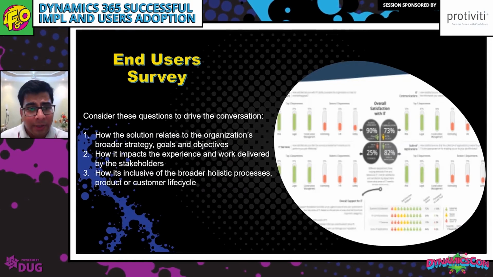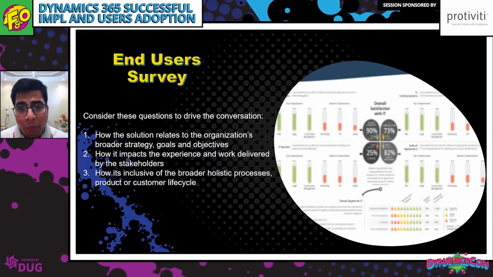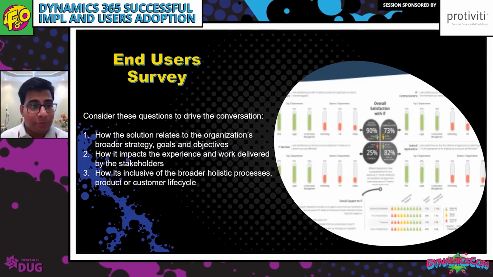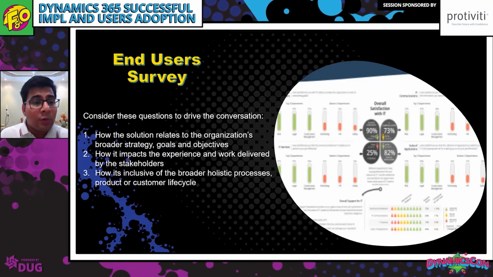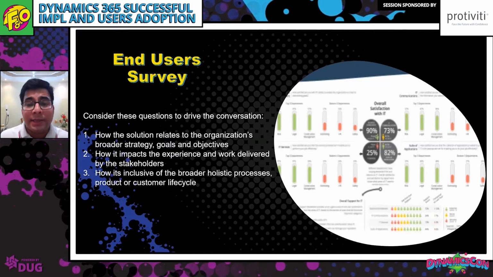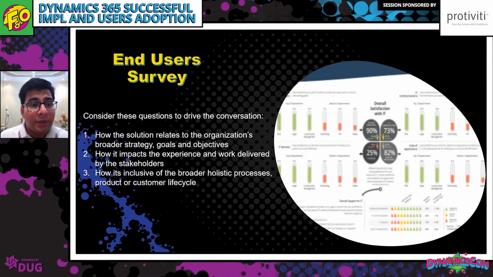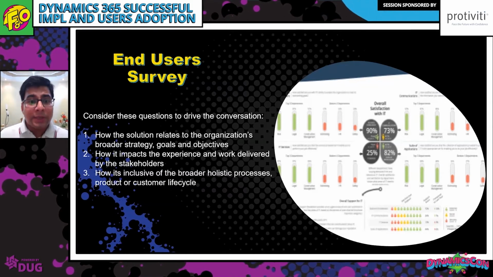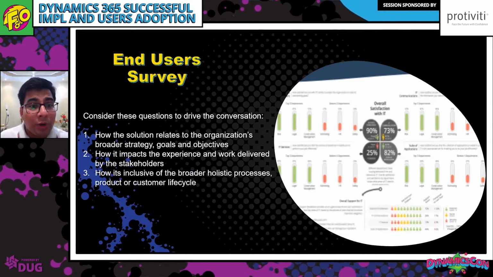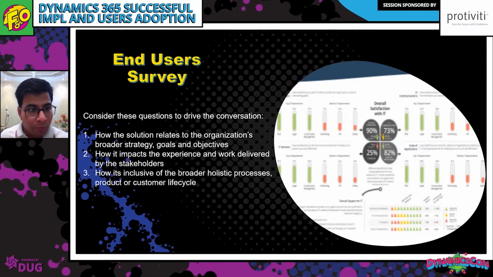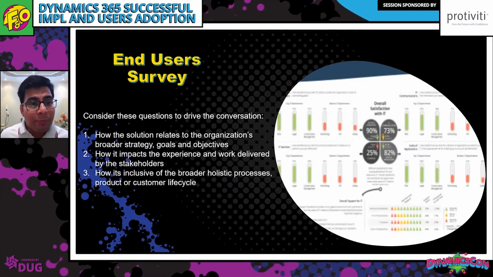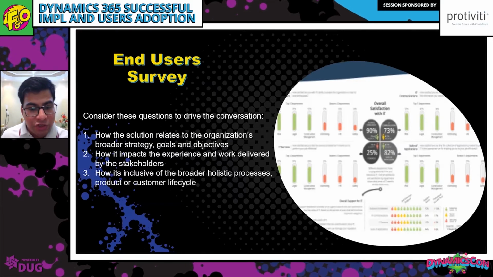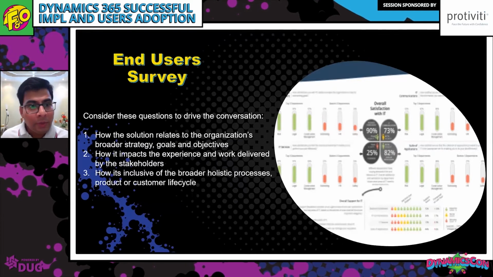This is important that everyone understands what they want to achieve, if they are not organization or the leadership perspective. We also have to ask how it will be impacting the experience and the work which stakeholders are delivering to their sales customer. So we need to ensure we are achieving all those things. Okay, so it is very important that we do the end user survey at the initial stage of the program.